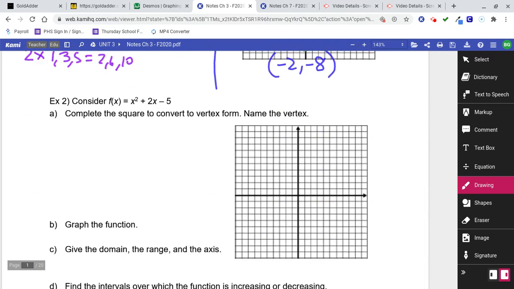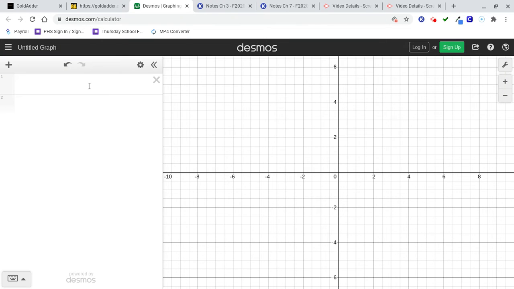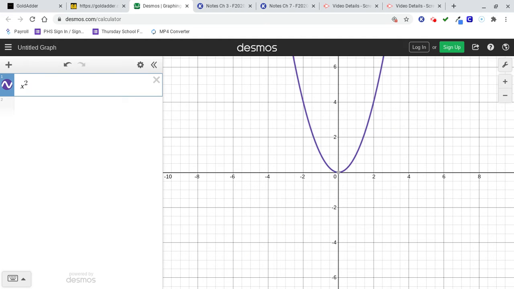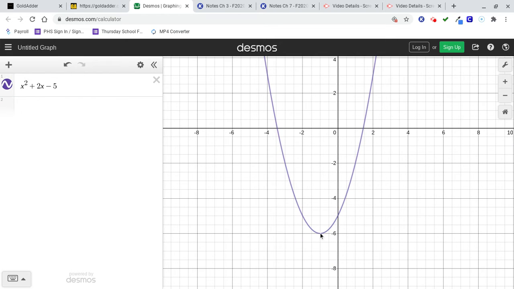Now, is this the easiest thing in the world to do? Probably not. I think the reason that we would do that is to find the vertex. What's the easiest way to find the vertex? Well, the easiest way is probably to graph it. Check it out. If I go x squared plus 2x minus 5, you literally go to Desmos and just find the vertex right here. There's the vertex, -1, -6. I see the vertex right there, okay?